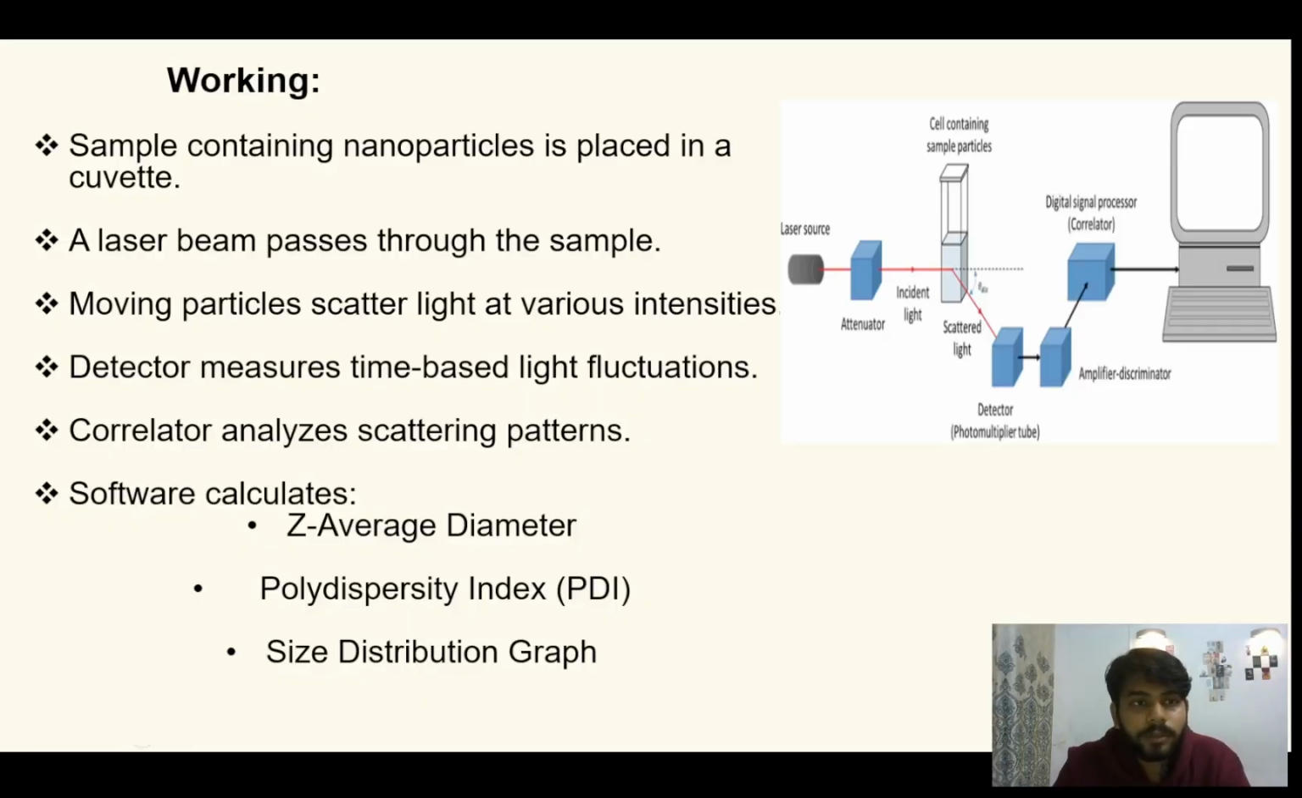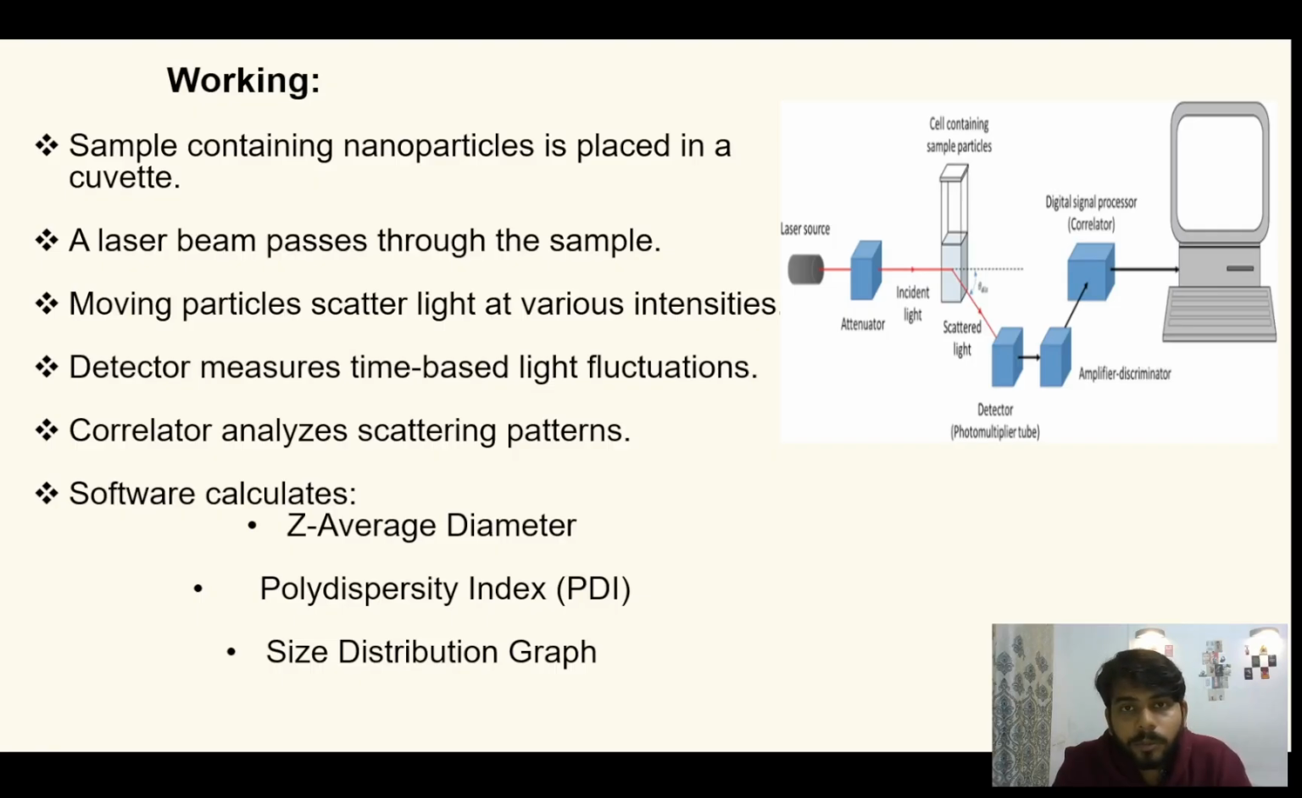Next is the working principle. So let's see how this DLS works. First we have a cuvette in which a sample containing nanoparticles is placed. Then a laser source is used to pass the laser through this sample-containing cuvette. Then the moving particles scatter light at various intensities. Since the sample contains both types of sizes, very small and very large, and since these particles are continuously moving, the fluctuations also vary.